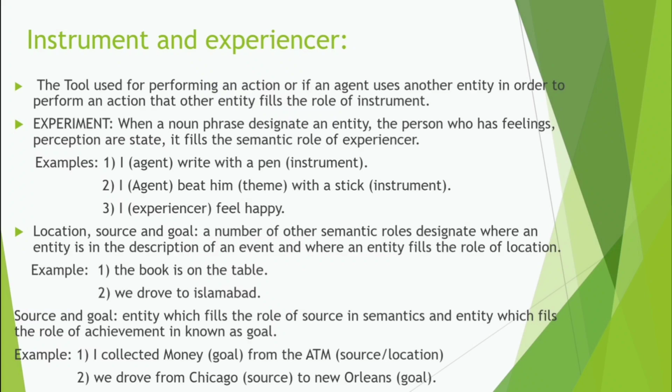Location, source, and goal. A number of other semantic roles designate where an entity is in the description of an event, or where an entity fills the role of the location. The book is on the table. We drove to Islamabad. The book is on the table, so here it indicates the location, and we drove to Islamabad, so here Islamabad is the location. Source and goal: the entity which fills the role of source in semantics, and the entity which fills the role of achievement is known as a goal.